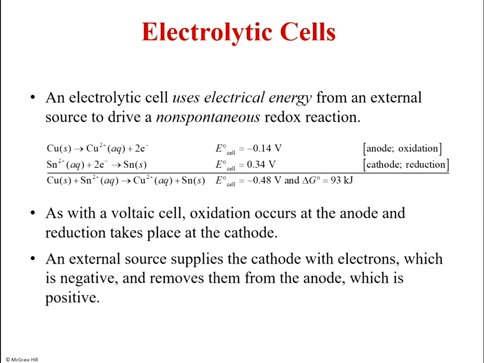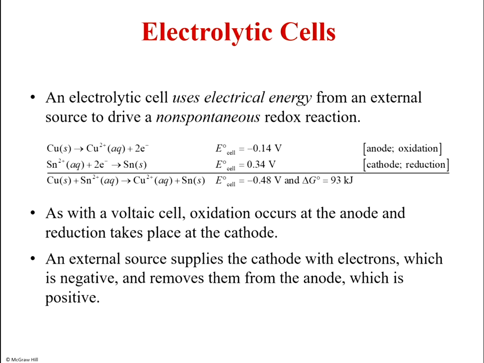We've been looking at voltaic or galvanic cells. Electrolytic cells are ones that involve non-spontaneous redox reactions, which are driven by an external power source. So an electrolytic cell uses electrical energy from an external source to drive a non-spontaneous redox reaction. Let's look at one of these.